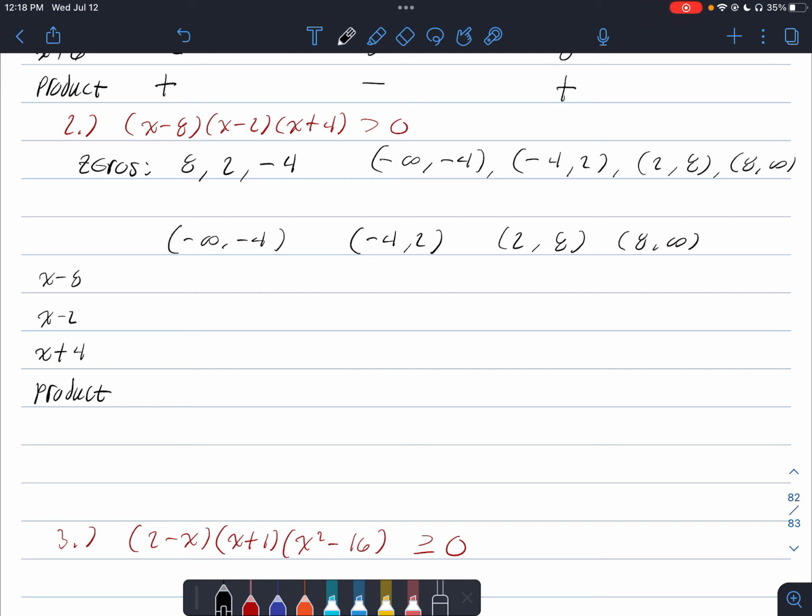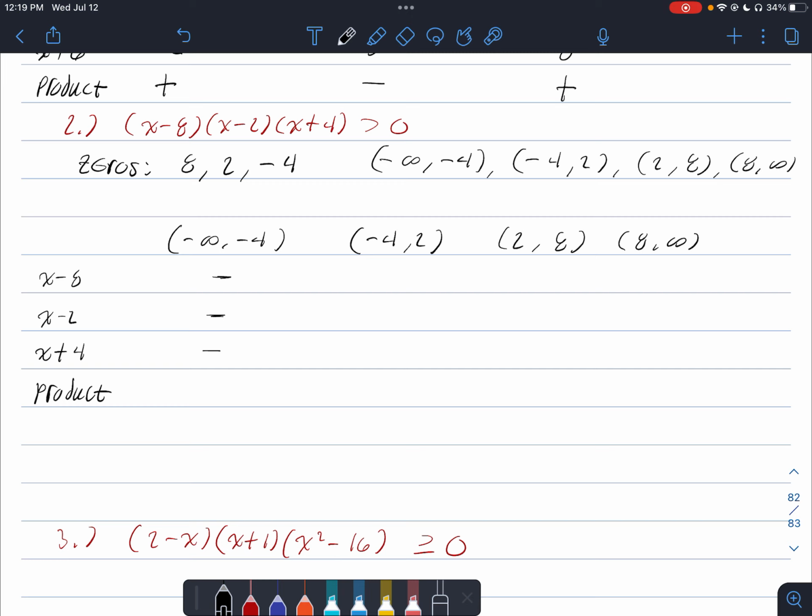So if we pull any value from negative infinity to negative 4 and plug it in for x minus 8, if we take 8 away from it, we know that it's going to be negative. Same thing for x minus 2. If we pull any value from negative infinity to negative 4, say negative 5, minus 2, we'll get negative 7. So we know that this will be negative. For x plus 4, any value from negative infinity to negative 4, not including the point, say negative 5: negative 5 plus 4 is negative 1, so this will be negative.